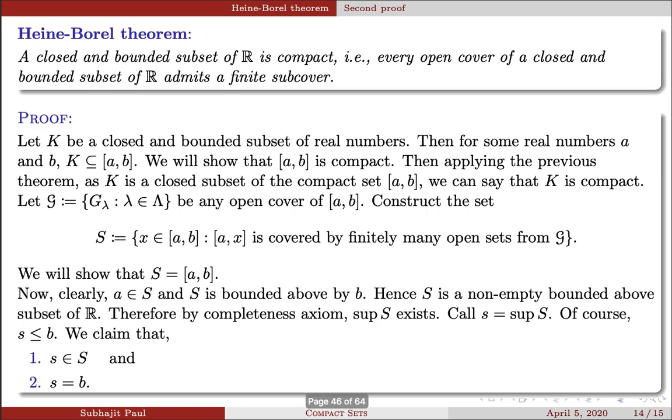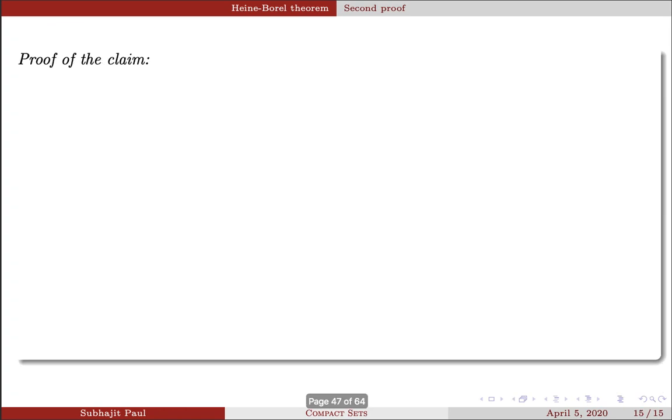For the first one, small s belongs to capital S, assume that it is not the case. Small s doesn't belong to capital S. Then small s will be a limit point of S. We have seen this exercise before, that if the supremum of a set does not belong to that set, then that supremum becomes a limit point. So we are using that. Then small s becomes a limit point of capital S.